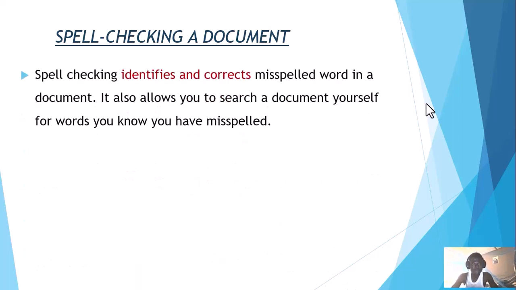Spell check. So what do you think spell checking a document is? Spell checking identifies and corrects misspelled words in a document. It also allows you to search a document yourself for words you know you have misspelled. Sometimes you can go over the words when you are using the spell check.